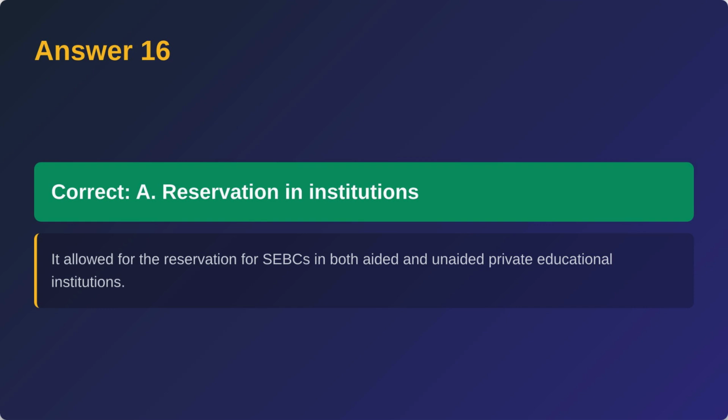Question 16. The 93rd Amendment relates to what? Answer 16. Reservation in institutions. It allowed for the reservation for SEBCs in both aided and unaided private educational institutions.